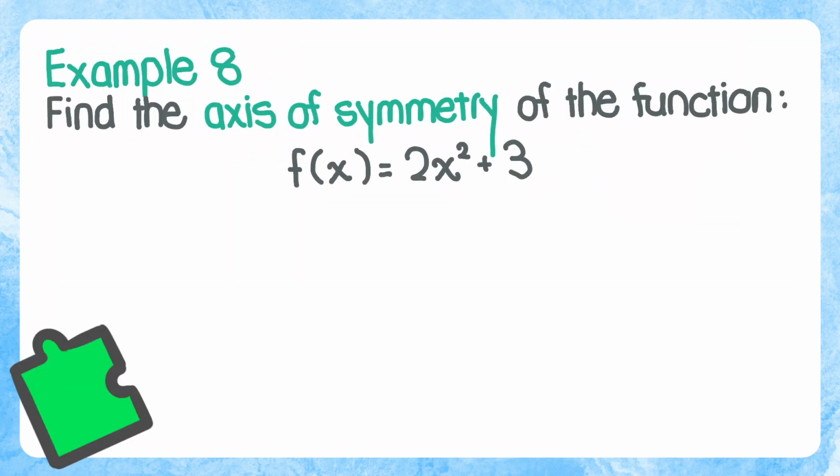So this is your last example for this lesson. Please find the axis of symmetry of this function. F of x equals 2x squared plus 3.